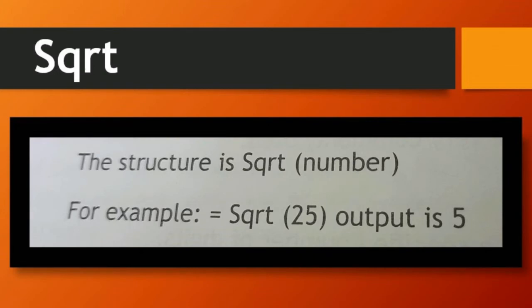Sqrt. This function returns the square root of a number. The structure is SQRT(number). For example, =SQRT(25), output is 5.